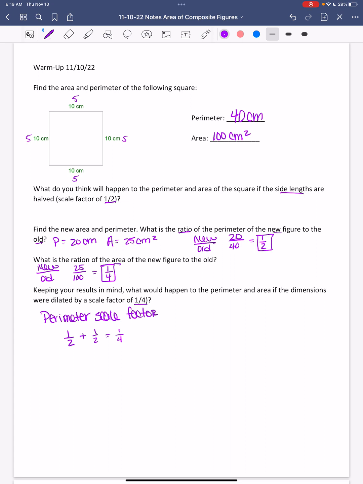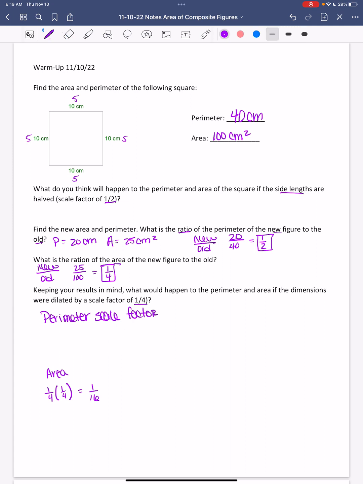That's all that's saying. And then your area, what you're going to do is you're going to take your original ratio and you're going to multiply that times your new scale factor. So it's going to be 1/16. So your scale factor is going to be 1/16 smaller. Your new perimeter would be 1/4 smaller, and then your area would be 1/16 smaller.